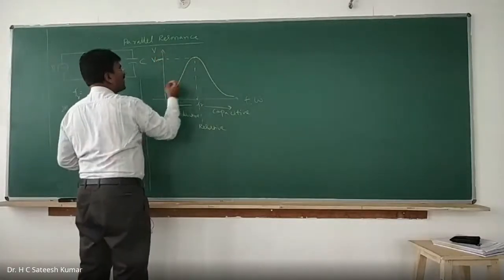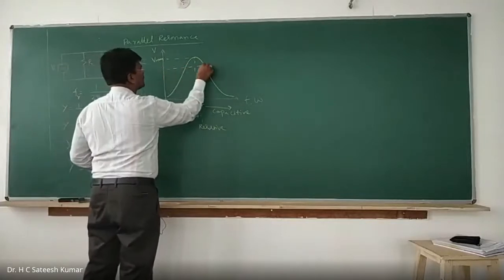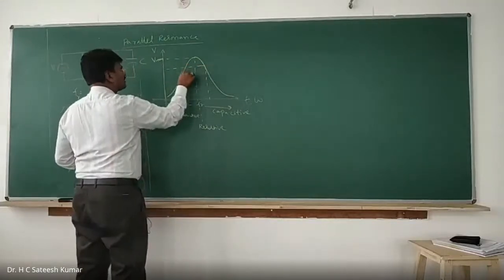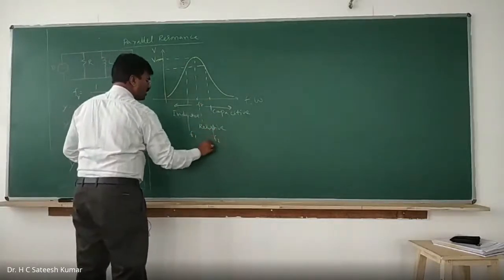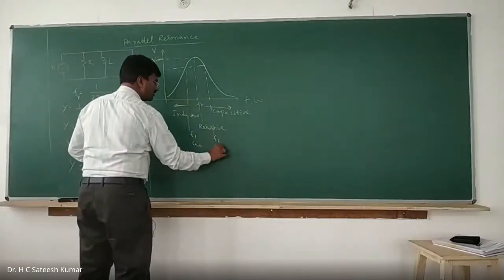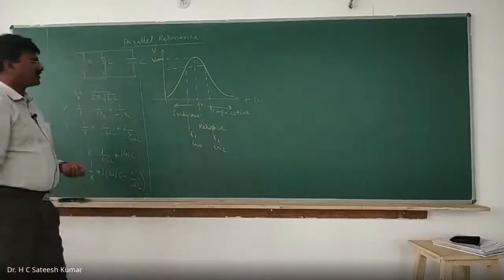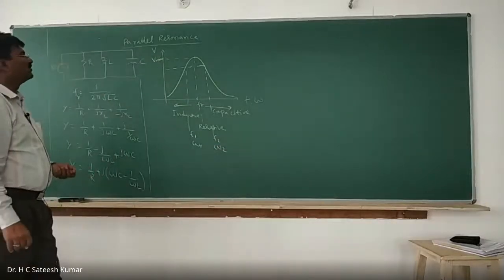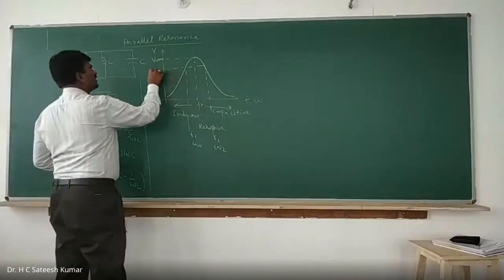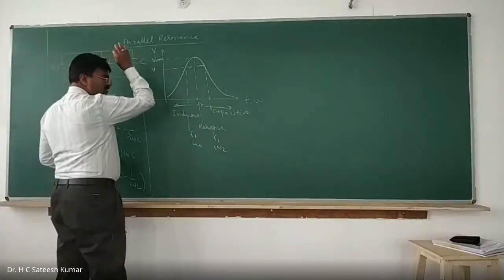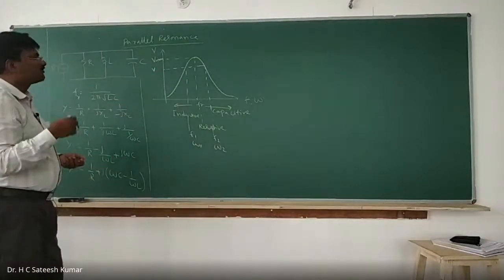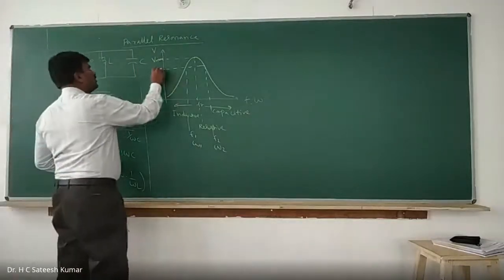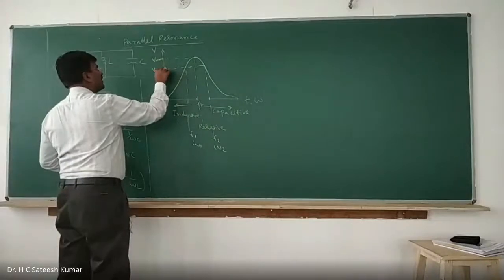And similarly, we have half power frequencies. Those frequencies we call half power frequencies F1 and F2, or omega 1 and omega 2 in terms of radians per second. At this point, in series resonance, current is reduced to 1 by root 2 times the maximum value. Here, voltage is reduced to Vmax divided by root 2.